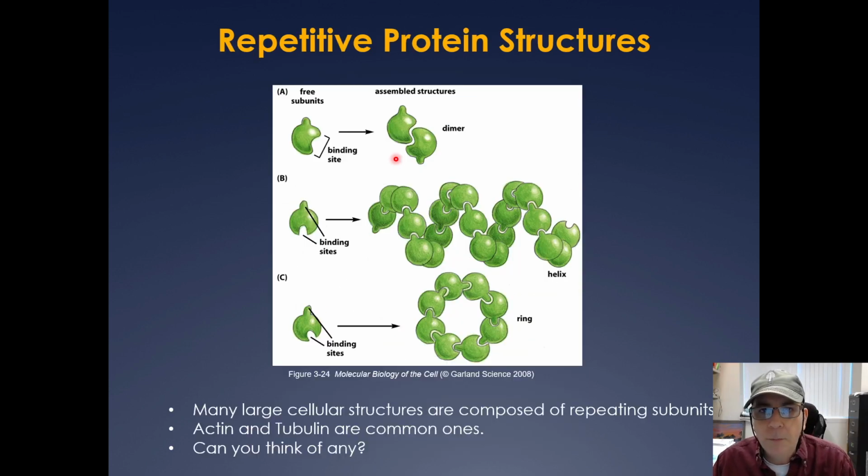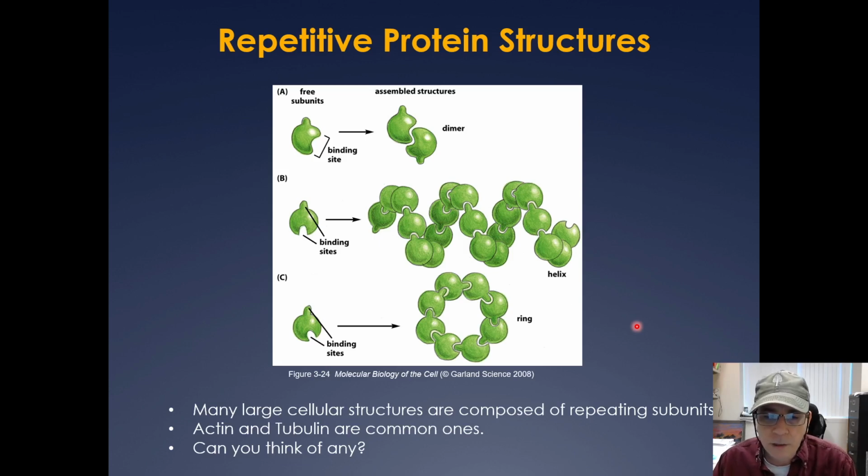You can also have repetitive structures in proteins. It's where you have just a single free subunit, and then it can assemble into, in this case, a homodimer, or you can get repetitive arrays where you can form a helical shape, or a ring shape. And there are many large structures that are composed of these repeating subunits.